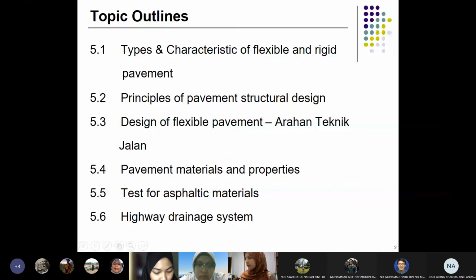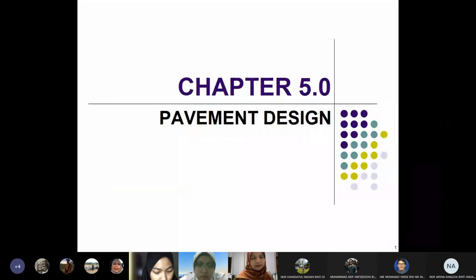Okay, so when you look at chapter 5, this is about pavement design. Okay, it is actually really closely related to your lab session. Okay, lab session yang mana yang you buat on OEL 1. So OEL 1 masih lagi fresh sebab kita baru buat minggu lepas dan 2 minggu lepas.